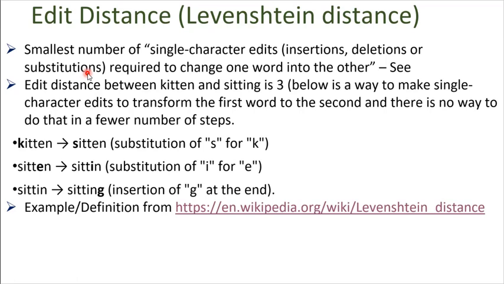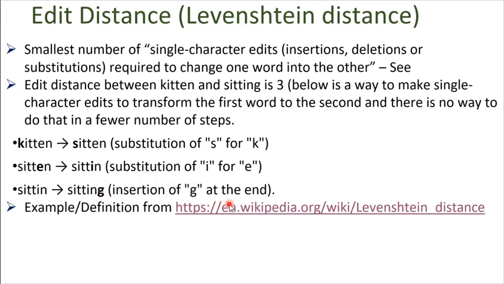Just as an example, if we wanted to find the edit distance between kitten and sitting, this is an example from the Wikipedia page. You could take this K initially and substitute an S. So that's sitting with one single character edit. And then you change the E, you replace that with an I. So now we're up to two character edits. And then finally, you go and you add a character at the end.